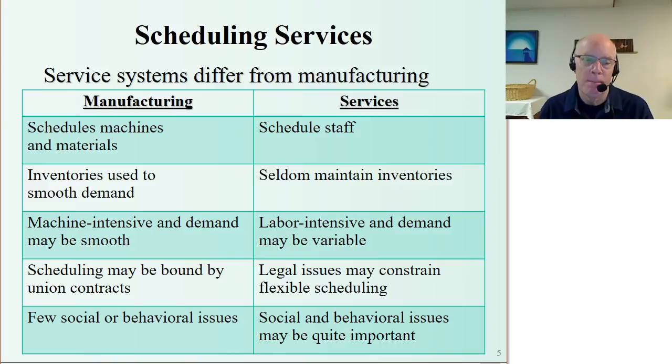I can't prep it. The only exception might be that I get things ready ahead of time. I might get sauces ready ahead of time. I may make a large batch of soup. I'm not going to make soup on demand, for example. And then when I look at machine intensive and labor intensive, machine intensive may be smooth and labor intensive demand may be variable.